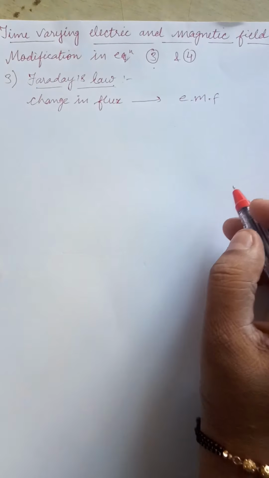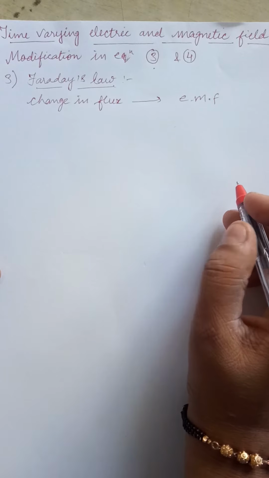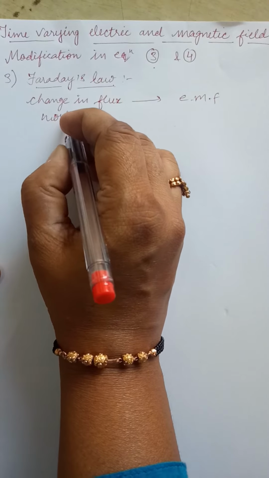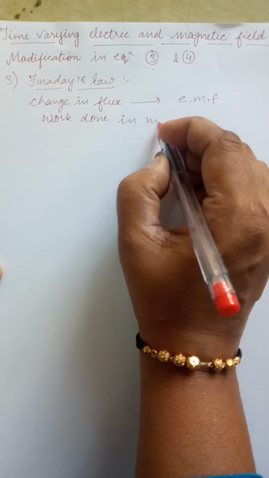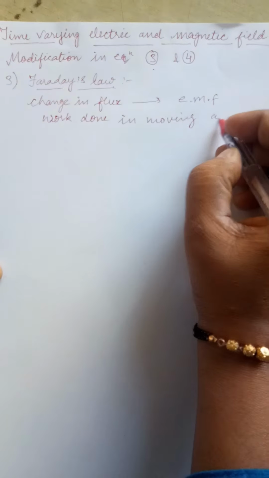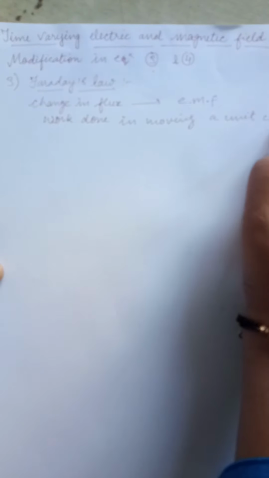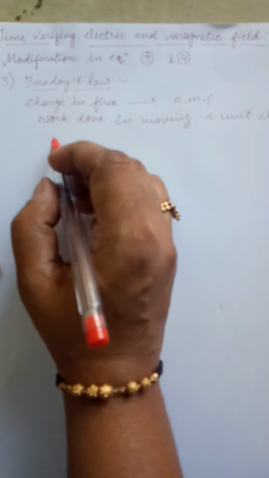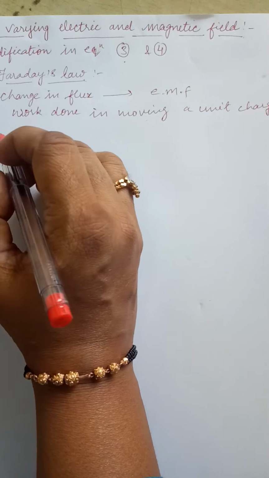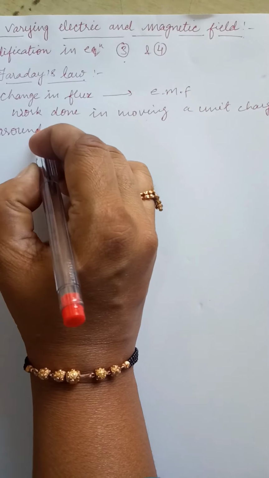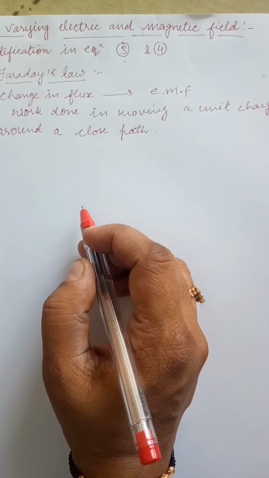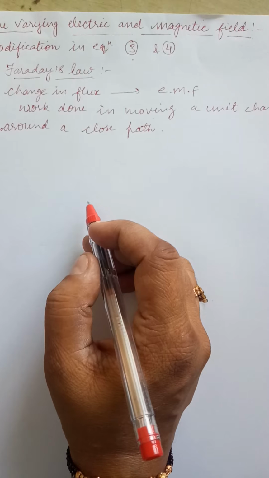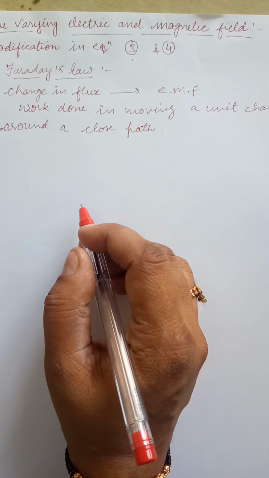What do we call that? The electromotive force, which is nothing but the work done. We define it as the work done in moving a unit charge around a closed path. Okay, so let's see when the fields are changing with time, how the equation number 3 changes.